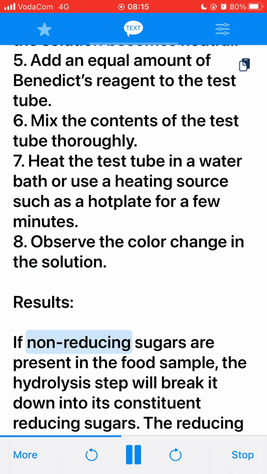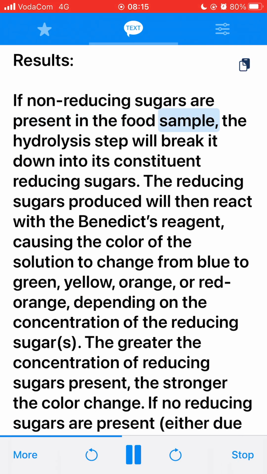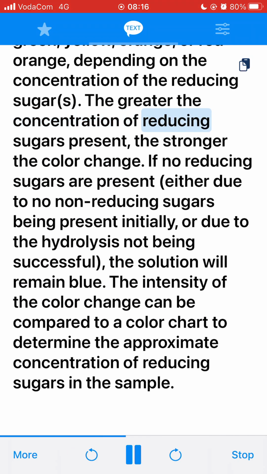Results: If non-reducing sugars are present in the food sample, the hydrolysis step will break them down into their constituent reducing sugars. The reducing sugars produced will then react with the Benedict's reagent, causing the color of the solution to change from blue to green, yellow, orange, or red-orange, depending on the concentration of the reducing sugars. The greater the concentration of reducing sugars present, the stronger the color change.